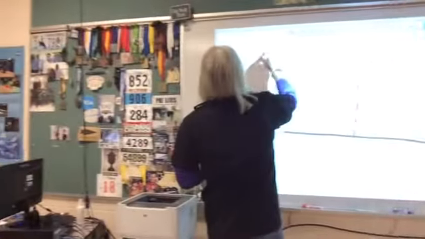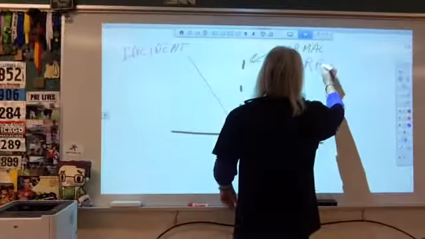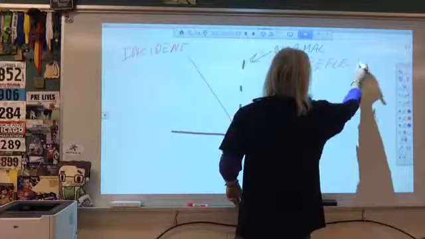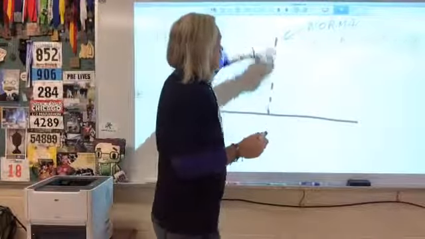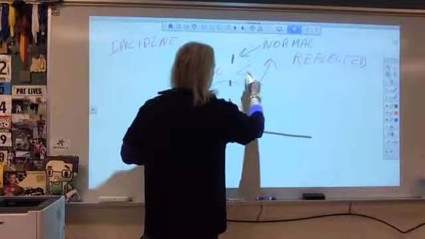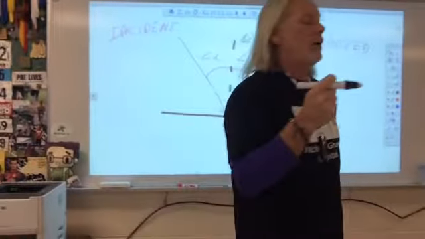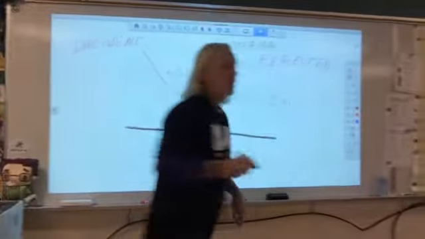So we have the incoming ray, which is the incident, and then we have the reflected ray. And the angle these two rays form to the normal: this is the angle of incidence, and this is the angle of reflection. Those two angles have to be what? Equal. They got to be equal. So the angle of reflection equals the angle of incidence.